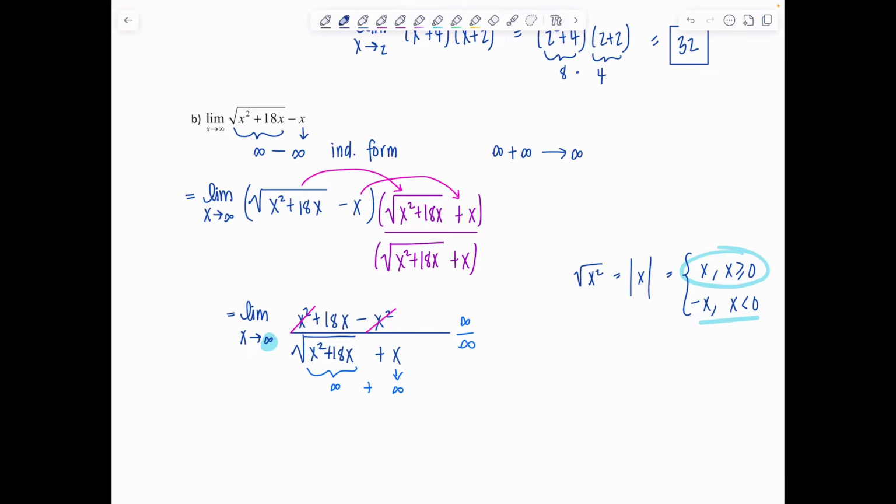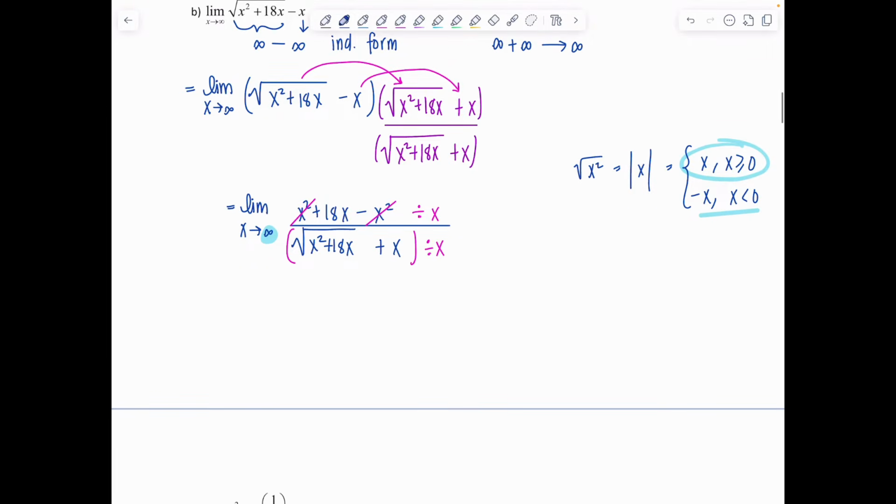Okay, so in the next step, what we're going to do is divide everybody by x. Always divide by the highest power from the denominator. Divide by x. All right, so now we have the limit as x approaches infinity. 18x divided by x is just 18. Now here's where you have to be careful. When I divide by x, underneath the radical, it's going to become x squared. So you have x squared over x squared plus 18x over x squared plus 1.